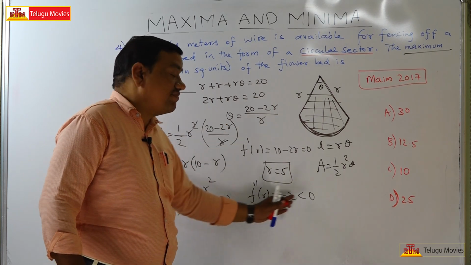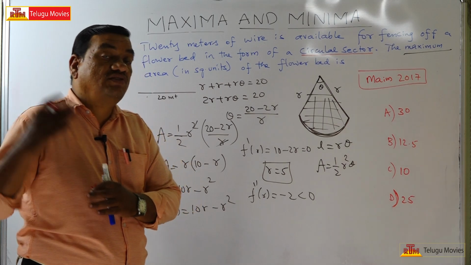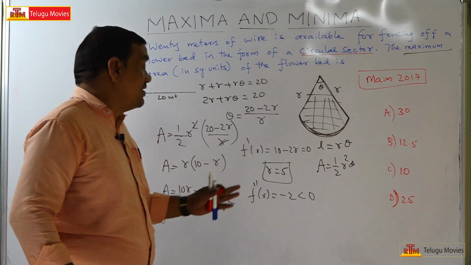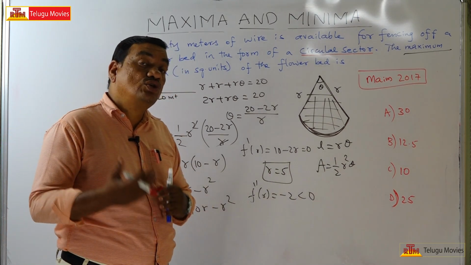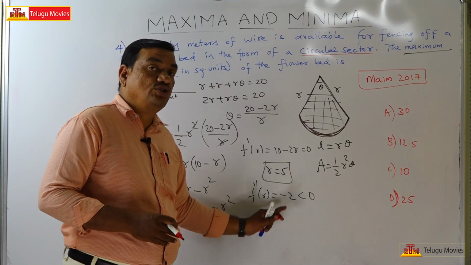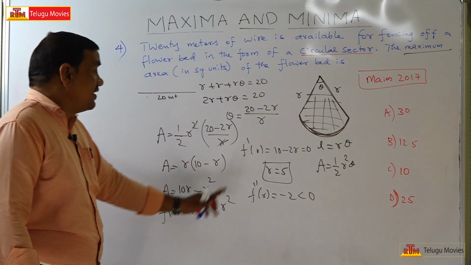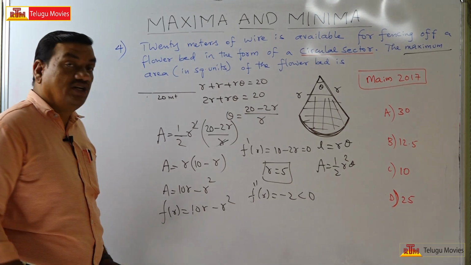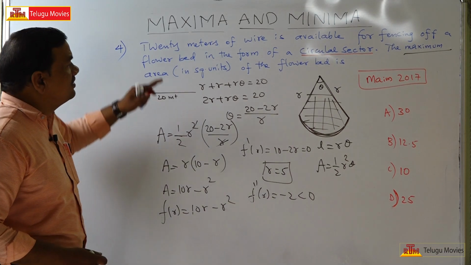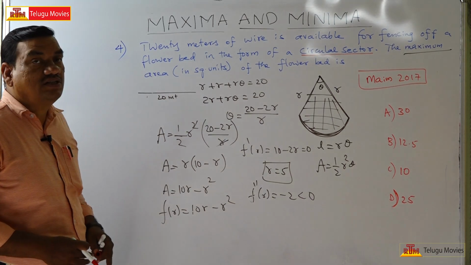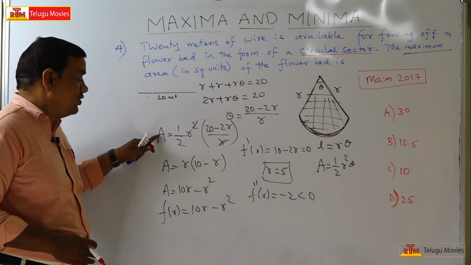Why is f double dash of x less than 0? Then the function will be maximum. And when f double dash of x is greater than 0, the function is minimum. I explained this, just go through that. So at r is equal to 5, the function is maximum. He is asking for the maximum area, so this A is the only thing you have to find out.